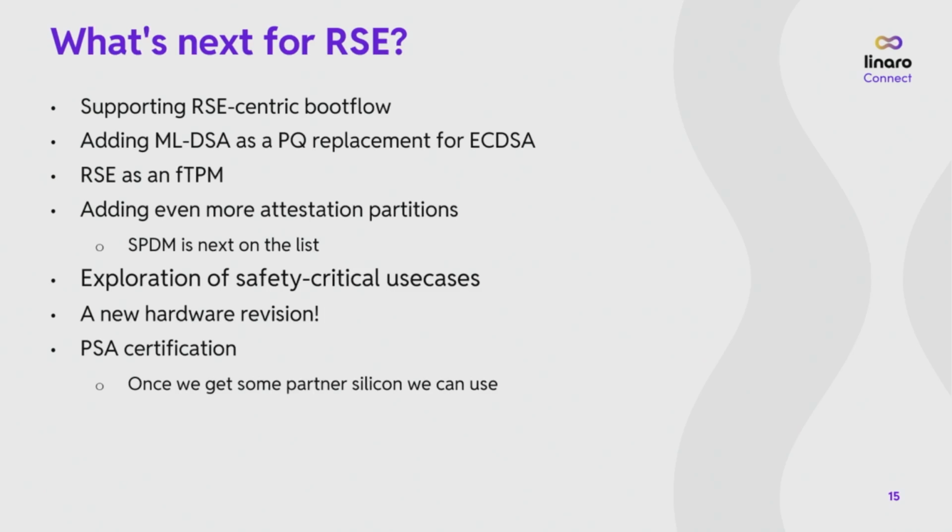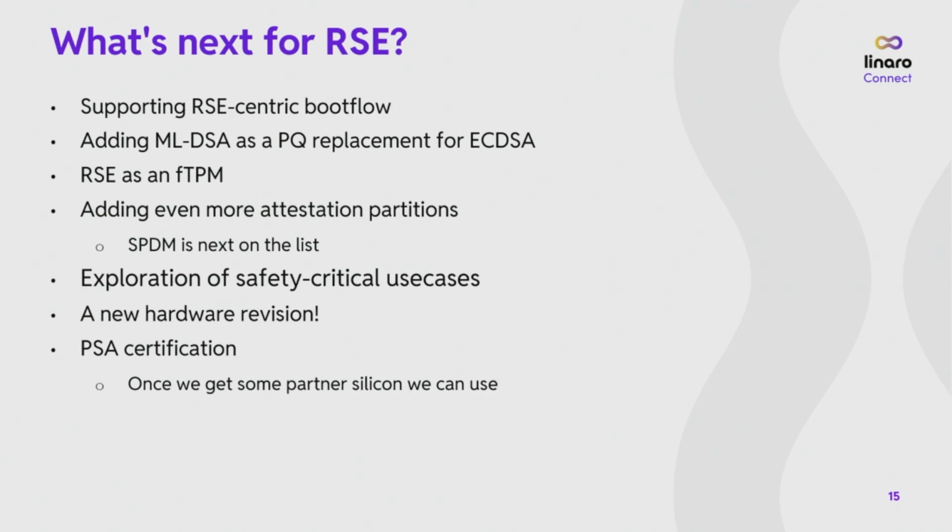And then what's next? So basically, we've got a lot of work areas going on. We've got the RSE-centric boot flow, discussions happening around that. We've got the MLDSA work. We've got the RSE as an FTPM. That's looking very interesting considering all the talks we've had here. We've got Tamash's attestation partitions that we need to do. The safety critical use case is quite interesting.